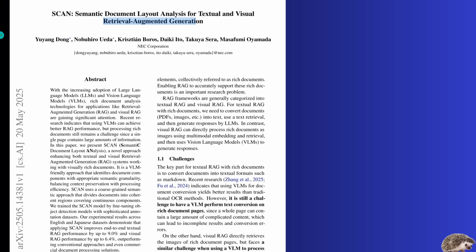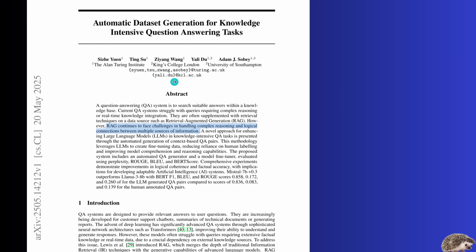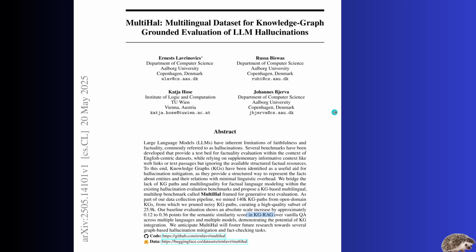And if you think this was a particular day, no, the day before this, so yesterday for me, so May 20th, we had also here the semantic document layout analysis for textual and visual RAG system retrieval augmented generation from NEC Corporation, or you go here with Alan Turing Institute and King's College London, automatic dataset generation for knowledge-intensive question answering task here, where RAG continues to face challenges in handling complex reasoning and logical connection between multiple sources of information, and they want to generate here a dataset to further improve the performance of RAG.